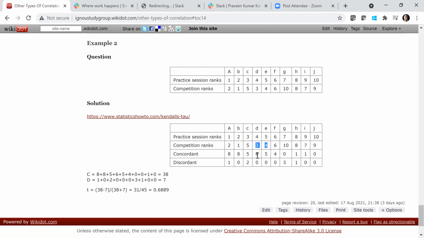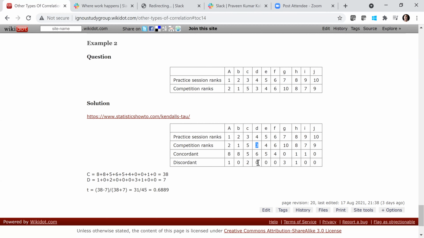So a similar exercise I'm going to do for D. So rank for D is 3. How many students got greater? 6 students. How many students got lesser than that? 0. Right? So this is the most important step as far as the Kendall tau is concerned. Please let me know in case there is any doubt in it.